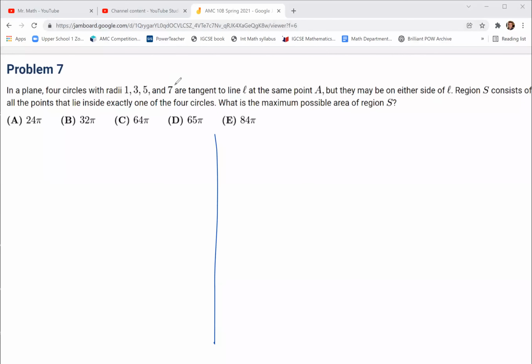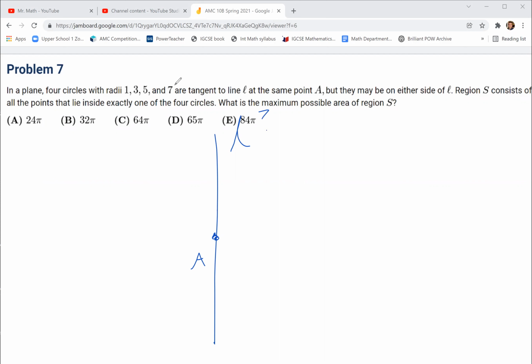So we have this line L, right? And then we have these 4 circles that are all tangent at some point A, and they can either be on the left side or the right side, right? And we want to maximize the area that's contained within only one circle at a time. So maybe since we want to maximize this area, maybe we want to look at the answer choices and say, like, is it possible to get 84 pi?